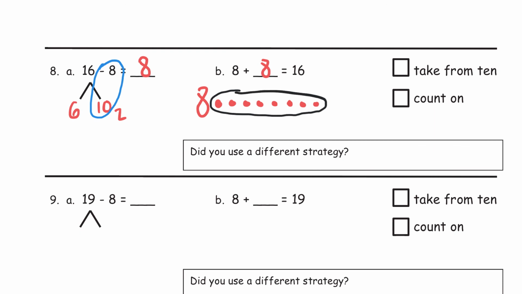But look at this. It says, did you use a different strategy? Well, we have our double strategy that we can use, 8 plus 8. We also have the fact family strategy that we could use too, where we know that it's a fact family. And we know we can reverse this problem here. 8 plus 8 equals 16. For this one, I'm going to go with take from 10 as the strategy I think would work best for this one.